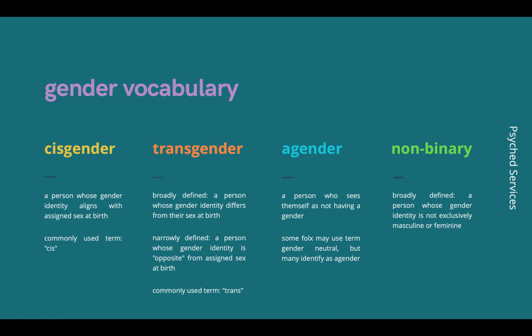The first is cisgender. Many people shorten this to cis, and that's a person whose identity aligns with their assigned sex at birth. So if you remember a few minutes ago, we talked about gender congruence, and I used myself as an example. So I am cisgender because I am female and I identify as female, okay?